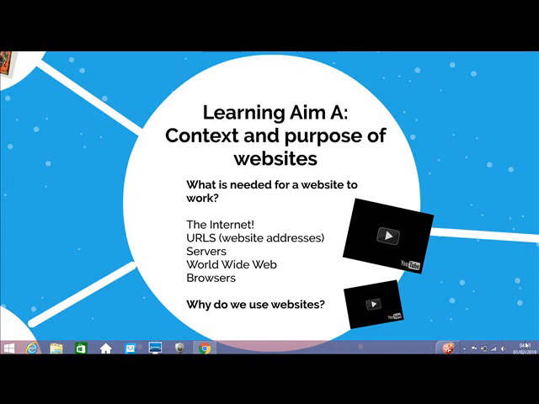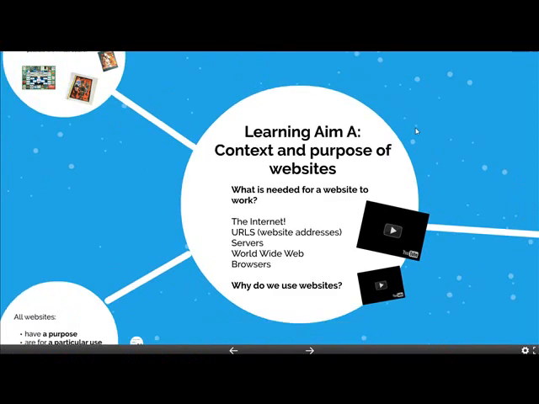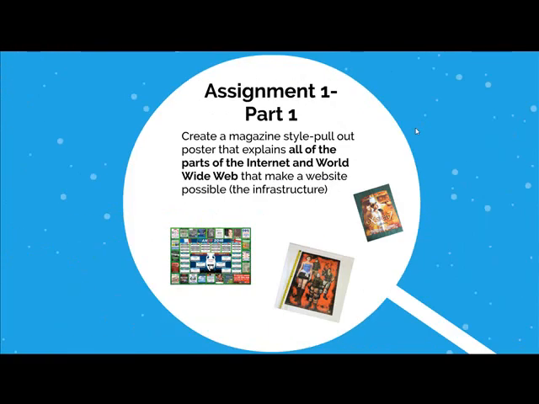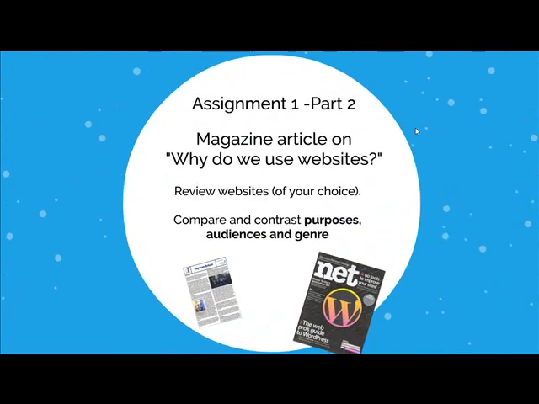to have a look at what makes up websites and the internet. And just to remind you that for Learning Aim A, the assignment that you have to complete is in two parts. So part one is where you are going to create a magazine style pull-out poster that explains all of the parts of the internet and the World Wide Web. And then part two, you're going to create a magazine article all about why do we use websites.